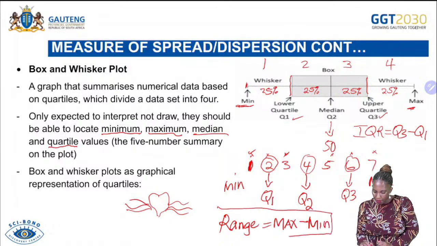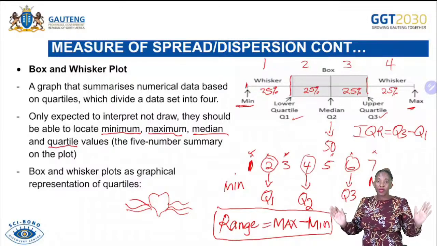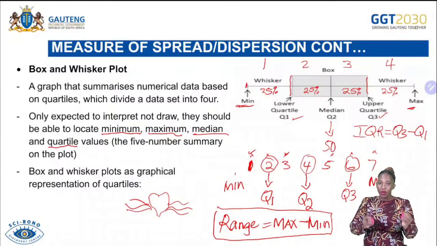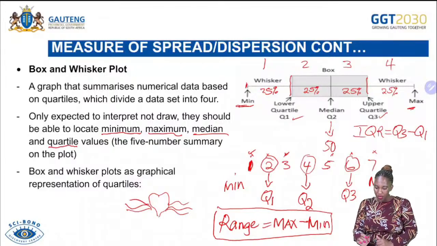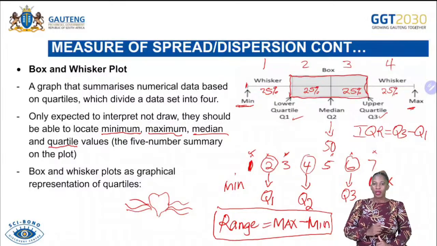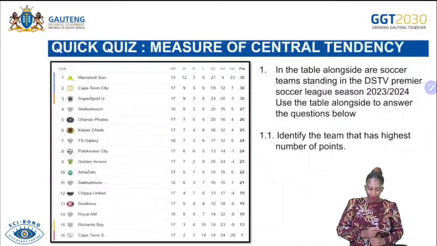So for the range, I'm only focusing on the smallest number and the biggest number of the box and whisker, where the box and whisker starts and where it ends. But when it comes to the interquartile range, we are focusing on the middle of the box. So boys and girls, box and whisker and the interquartile range go hand in hand. Once you understand how to calculate or determine the IQR, it will be easier even when you go to your box and whisker. You will be able to identify the values.